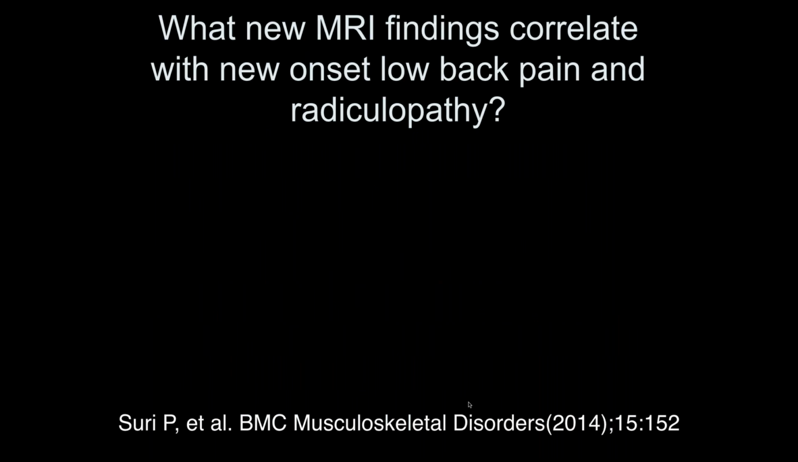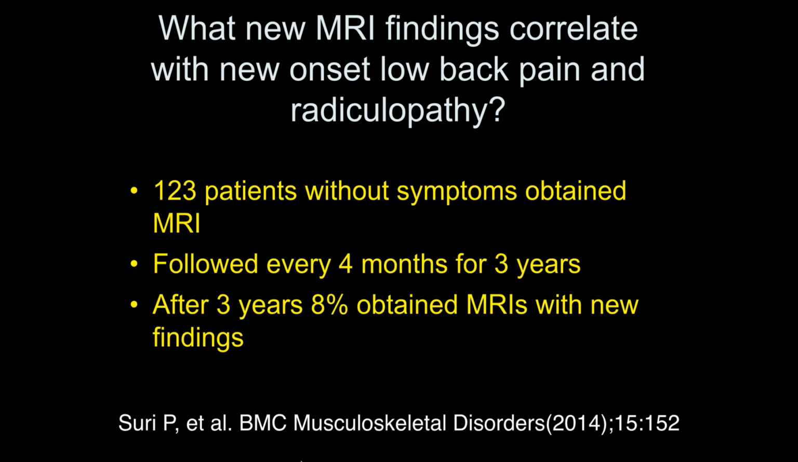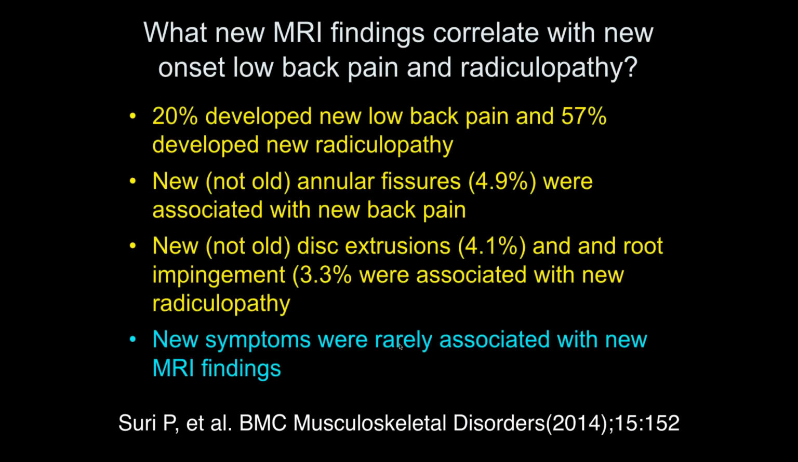What new MRI findings correlate with new onset low back pain and radiculopathy? Now, this is a separate study published in the British Journal. They looked at 123 patients without symptoms who obtained MRI. They followed them every 4 months for 3 years. After 3 years, they found that 8% obtained new MRIs with new findings. So not too dissimilar from Carrigy's studies. What they found is 20% developed new low back pain, and 57% of patients developed new radiculopathy.